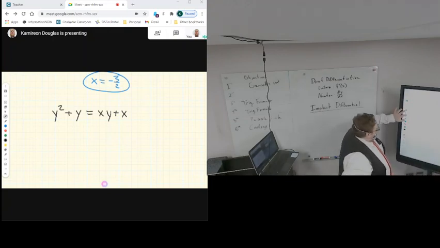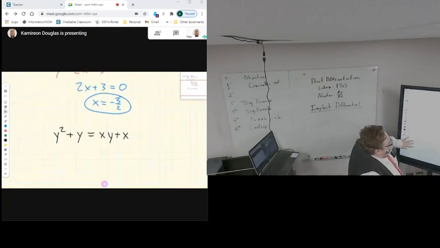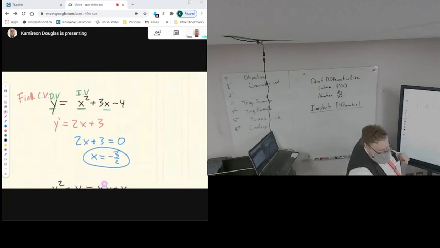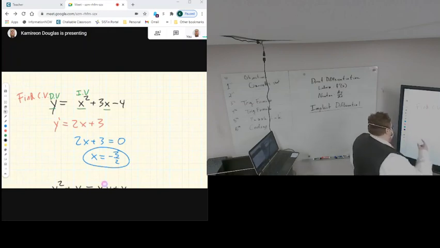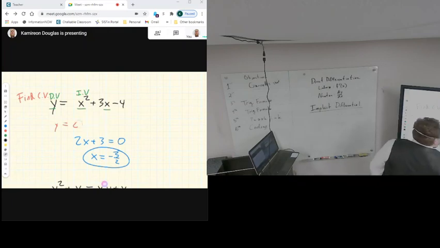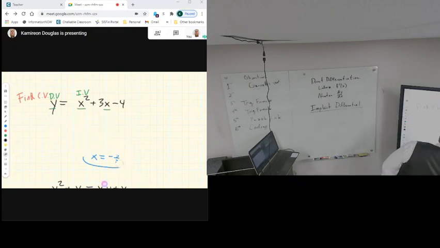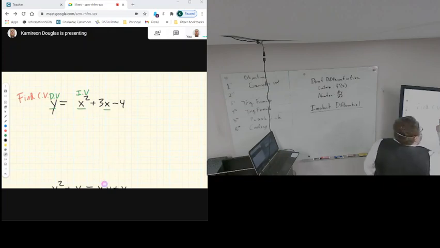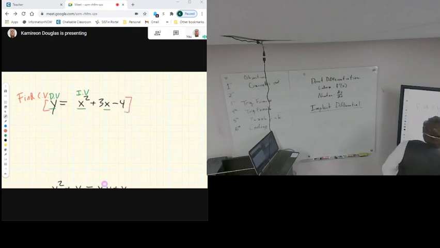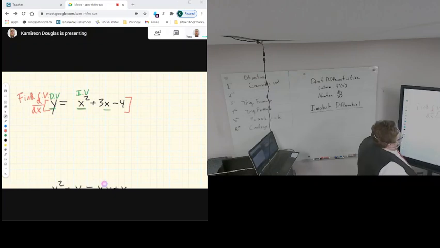I'm going to go back to the previous problem. We did this with Leibniz's technique, using Leibniz's notation. I'm going to do it now using Newton's notation, because that's going to help us connect to the implicit idea. Here we go. So Newton would take this function and say, you know what we're going to do? We're going to take the entire function and make it change with respect to x.